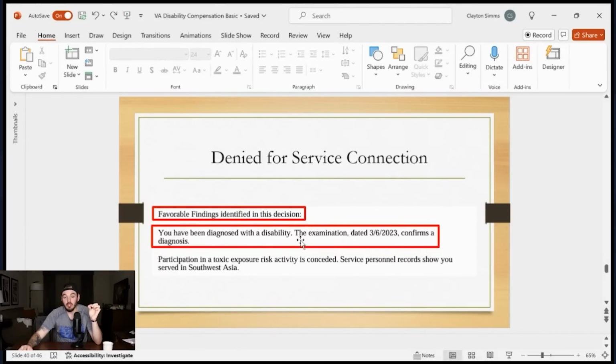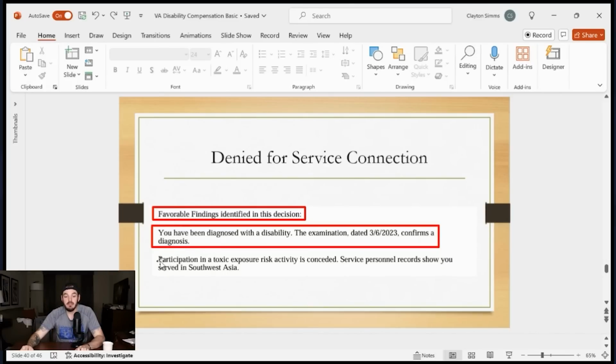You have been diagnosed with a disability. The examination on that date confirms the diagnosis. Of the big 3, it'll be in here. Either the in-service event or the current diagnosis. In this instance, we see the current diagnosis. Boom, we have the current diagnosis. We're lacking in the in-service event world.